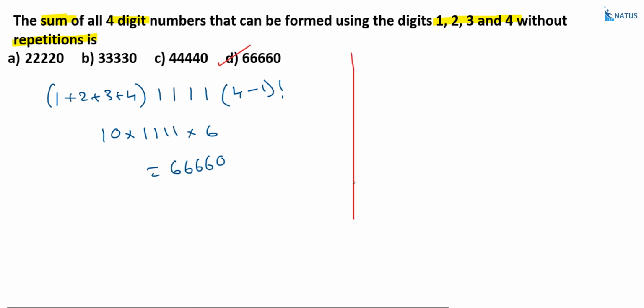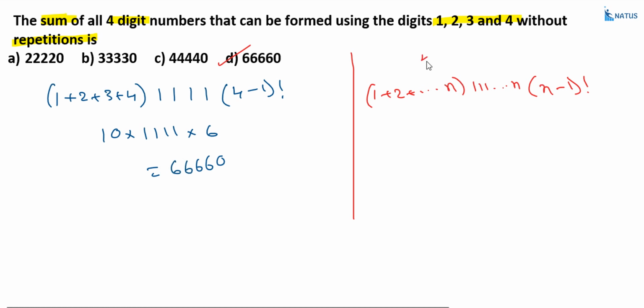Here, what is the technique? Suppose n digits are there, n digits without repetitions. That is very, very important, right? Now, the answer is 1 plus 2 plus etc. up to n, into 1, 1, 1 and so on n times, into n minus 1 factorial. That is the required answer.